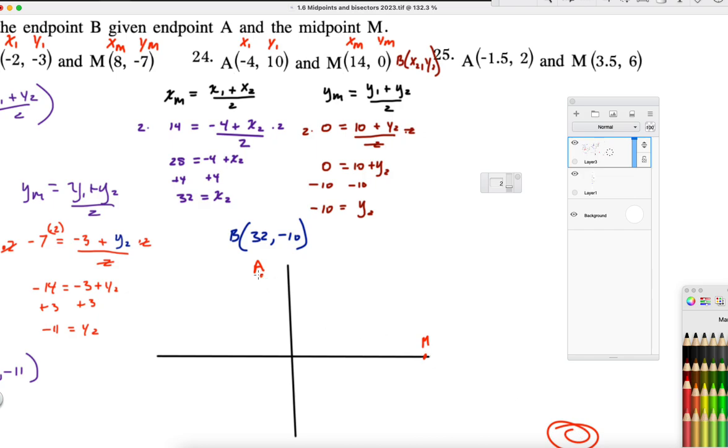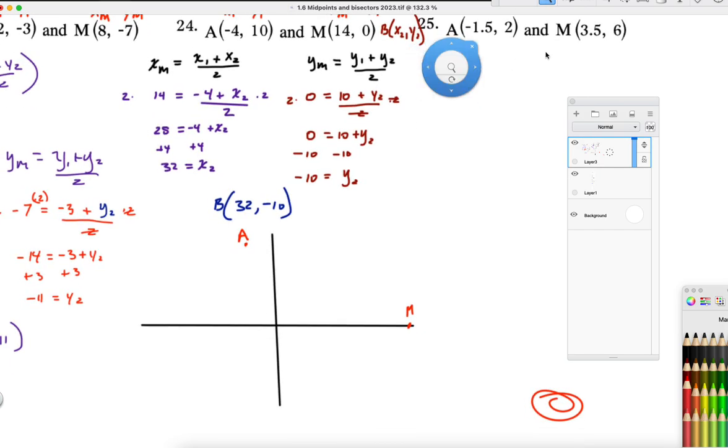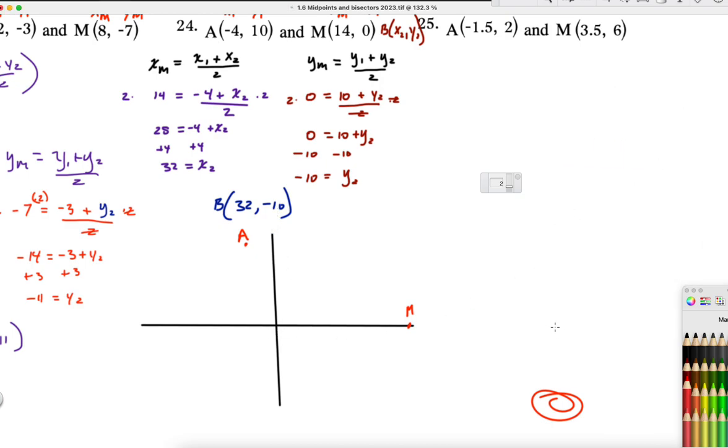B is opposite of the side that A is on, right? Down here. And so look at the point that we ended up with. We ended up getting 32, negative 10. So we're all the way out over here at 32, and we're going down to negative 10, way down here. This is where our B point is. Does that make sense? Right? So we go a line through here, and then these are congruent, right?